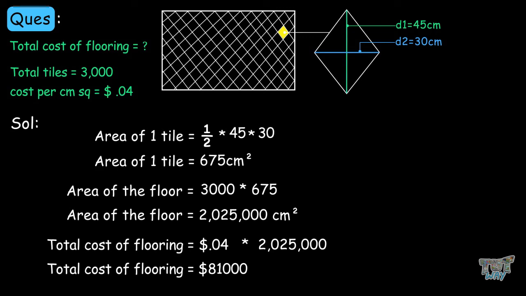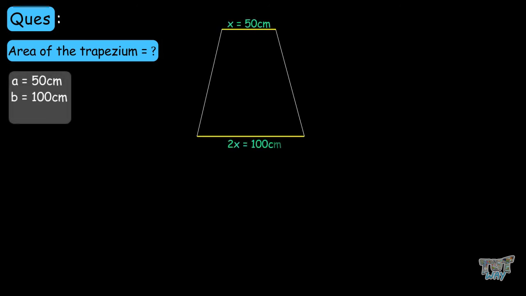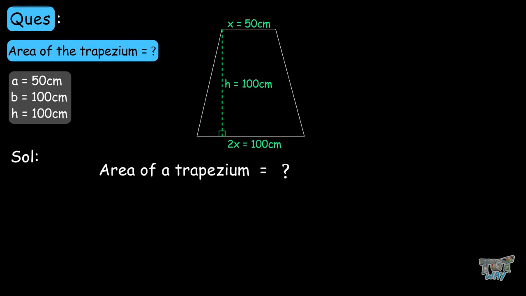Here we have our next question. We have a trapezium, and we have to calculate its area. One parallel side is 50 centimeters, and the other is 100. That is, one is x, and the other is 2x. We are also given the distance between the two parallel sides. It is 100 centimeters. That is the height. Now we have to calculate the area of the trapezium.